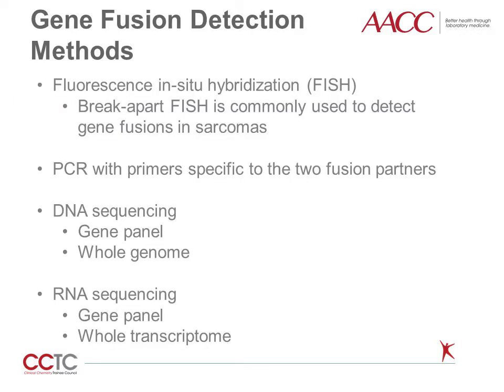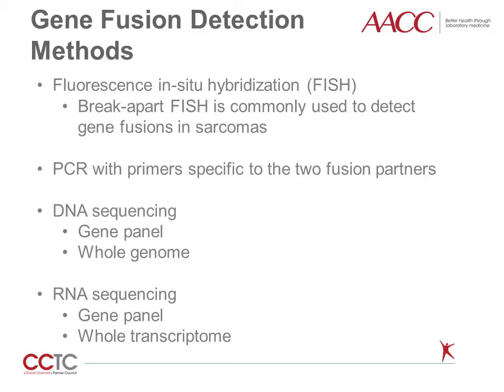Gene fusions can be detected using a variety of molecular assays. Fluorescence in situ hybridization, or FISH, specifically break-apart FISH, is a molecular test used clinically for detecting gene fusions in sarcomas. This test employs two fluorescent probes of different colors that hybridize to two different regions on a chromosome. The two probes are designed such that they map proximal and distal to the fusion breakpoints in the gene of interest. When the probes are fused, it indicates a normal gene. If the probes are apart, it indicates a break in the gene irrespective of the fusion partner.